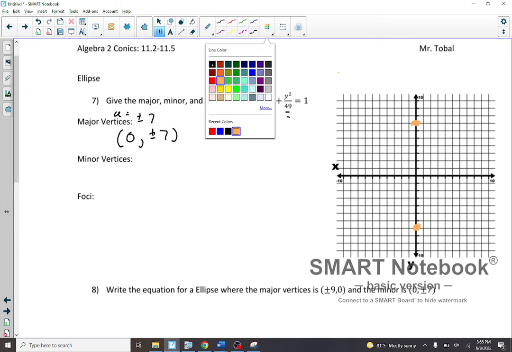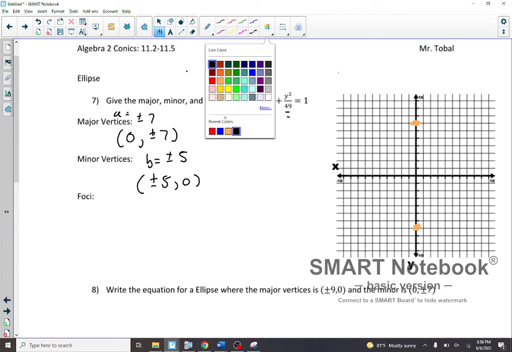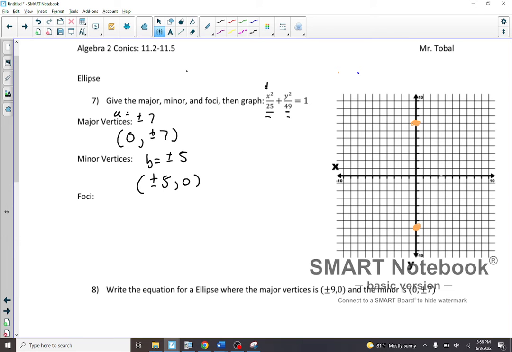The minor vertices are based off the smaller number. So this is 25, b equals plus or minus 5. This is going to affect the x because it's on the x part. So plus or minus 5, comma 0. So 5 right, 5 left: 1, 2, 3, 4, 5.